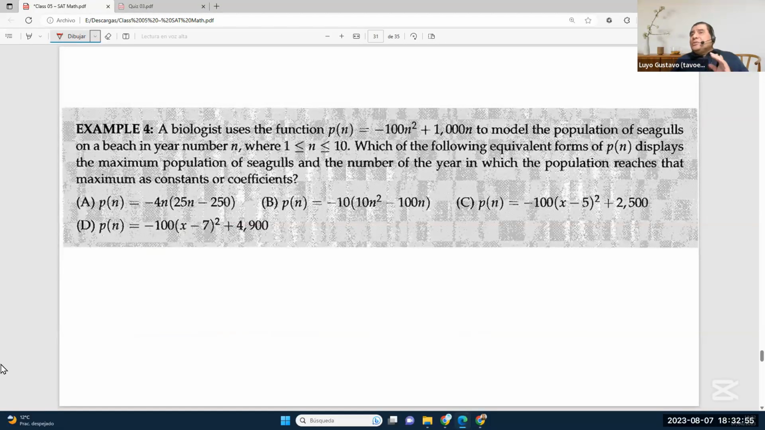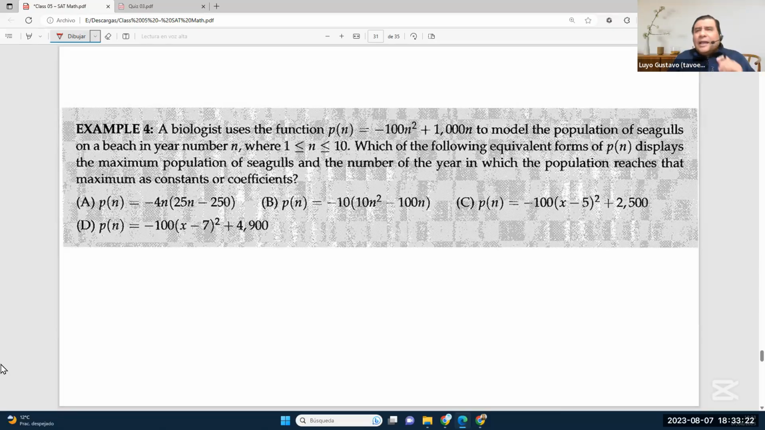A biologist uses the function P of n equals negative 100 n squared plus 1000 n to model the population of seagulls on a beach in year number n, where n is between 1 and 10. Which of the following equivalent forms of P of n displays the maximum population of seagulls and the number of the year in which the population reaches that maximum as constants or coefficients?